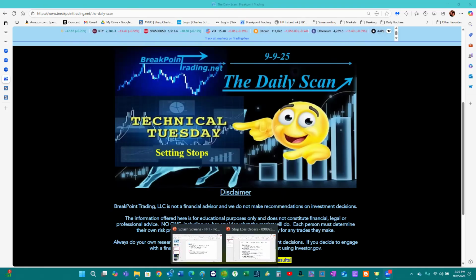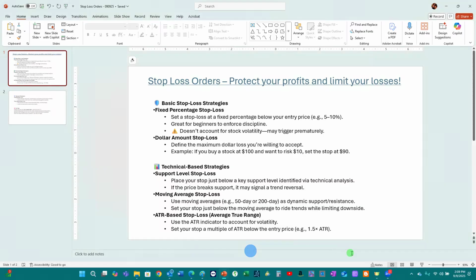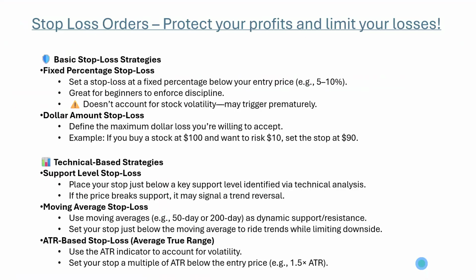First thing I want to do is talk about some ways of doing stops. So stop loss orders protect your profits and limit your losses. Basic order could be a percentage below your entry price, 5%, 10%, that type of thing.